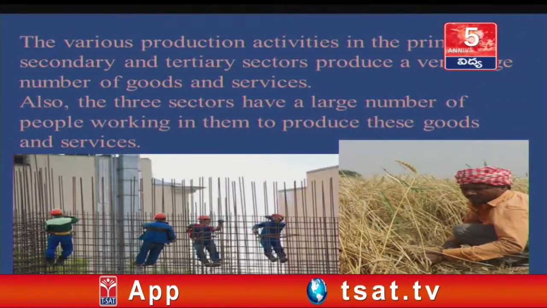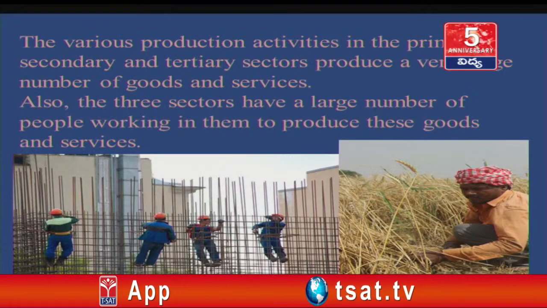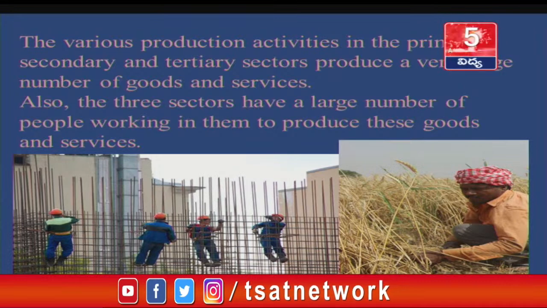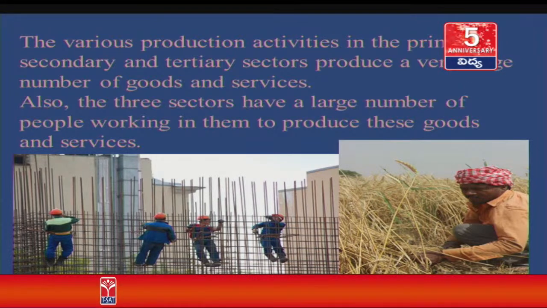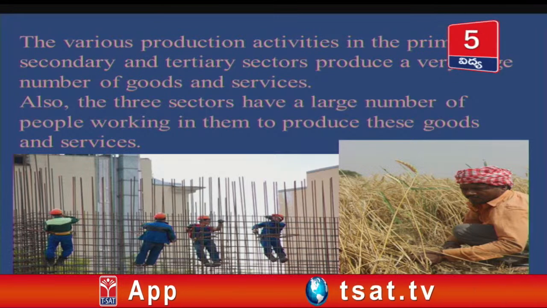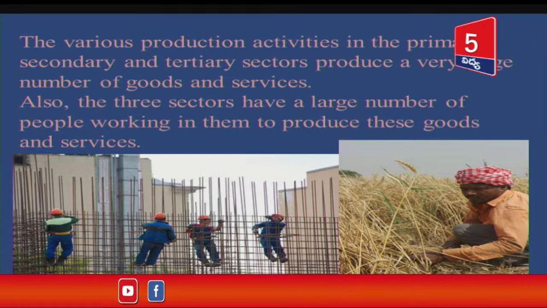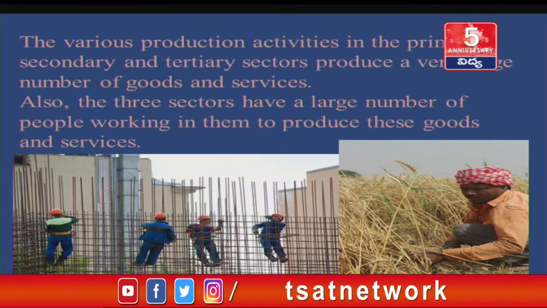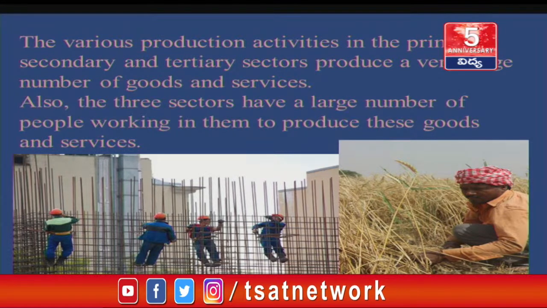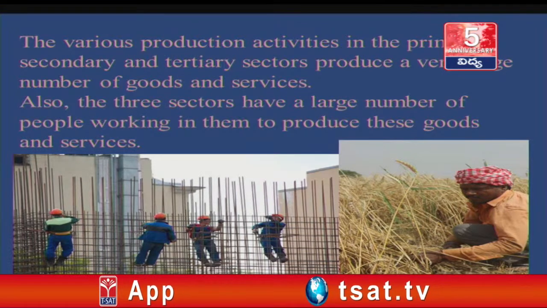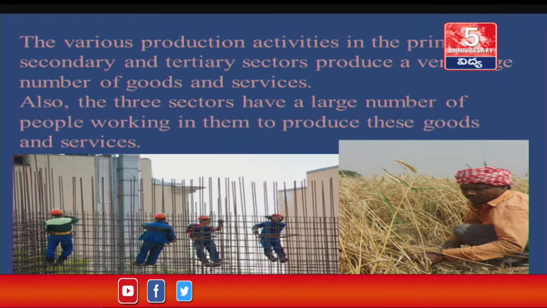The various production activities in the primary sector and secondary sector produce a very large number of goods and services, and these three sectors also have a large number of people working in them to produce these goods and services. Whatever the sector is, it depends on the other. Agriculture depends on the secondary sector, the secondary sector is the industrial sector, and these two sectors depend on the service sector. So it is interdependent, and it gives a lot of scope for employment.